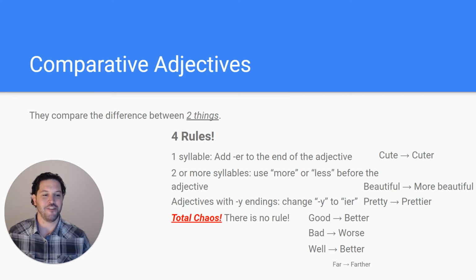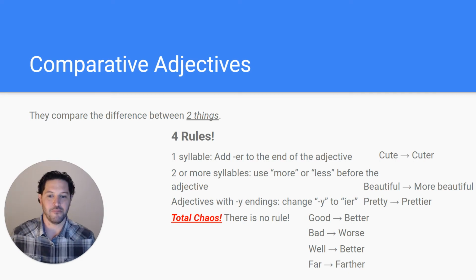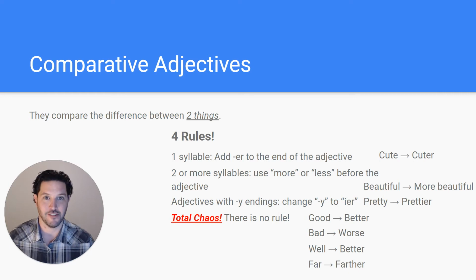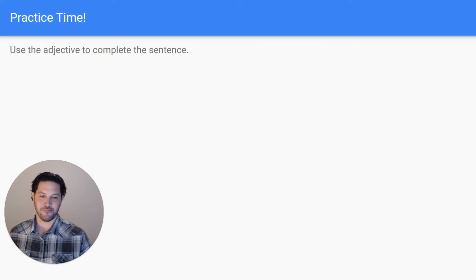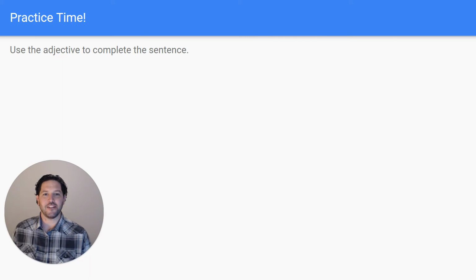Okay. And finally, here it is, far. Okay. Far as in a distance. How far away? She lives far away, but I live farther. Okay. So those are some examples of the total chaos rule when it comes to comparative adjectives. So it's practice time, of course. So use the adjectives in the first part of the sentence and make a comparative adjective for the second part of the sentence. Nice and easy here today.